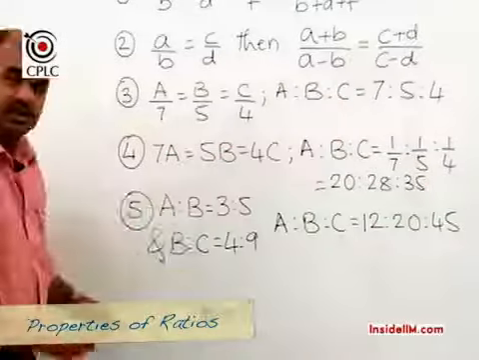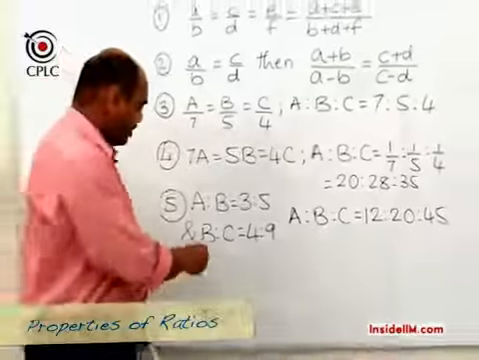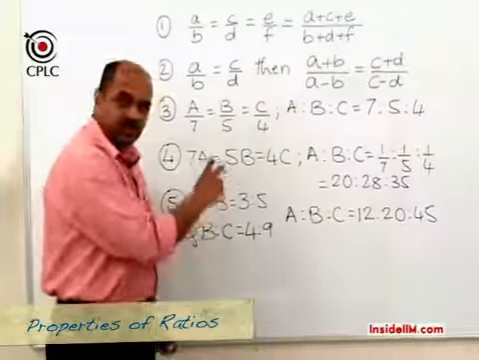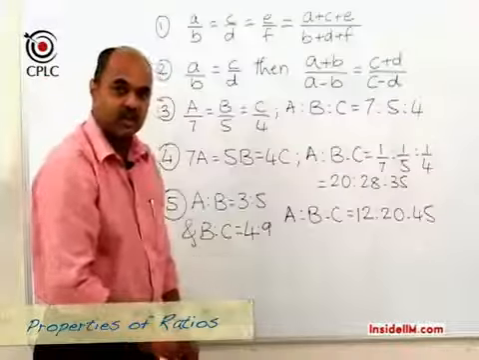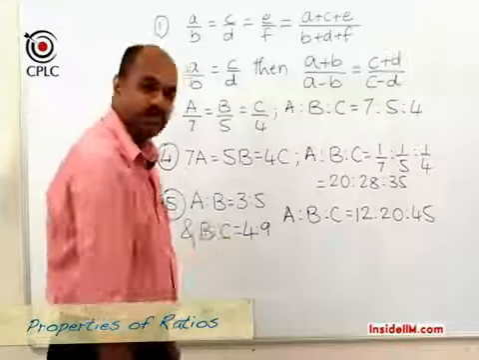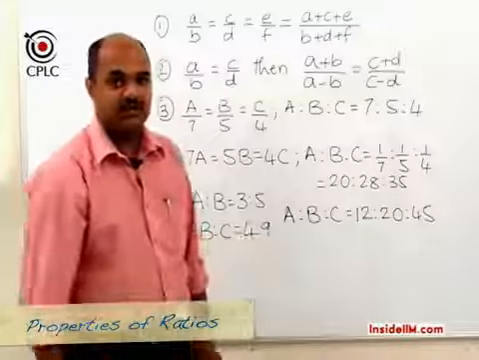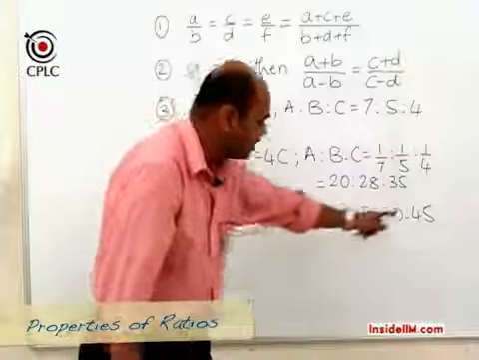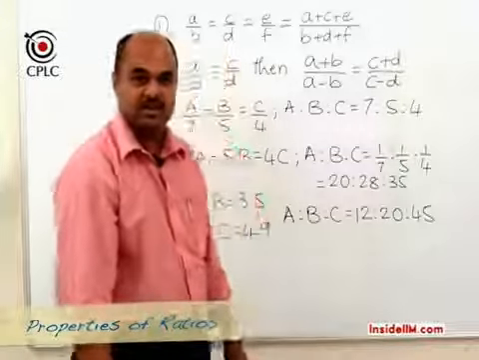So the trick here is find out which particular variable is common. The value corresponding to that variable should be converted to the same number, and then simply combine the three numbers to get one single ratio for A is to B is to C.